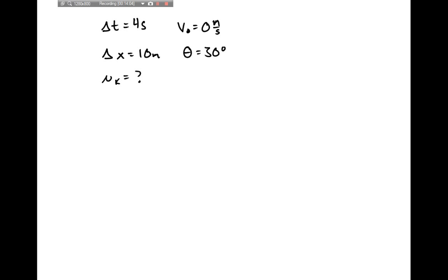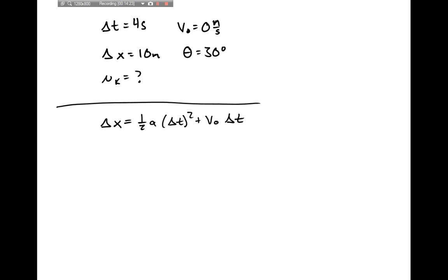So I'm going to try to find my acceleration. Looking at what I know, I've been given delta t, so that's usually a pretty good hint. The formula we want to use is delta x is equal to 1/2 acceleration times delta t squared plus v naught delta t. And in this case, this v naught is 0. Now if I solve for acceleration, if I multiply by 2 and divide both sides by delta t squared, I see my acceleration is 2 delta x divided by delta t squared. If I plug my known values into this, I see that this is equal to 1.25 meters per second squared.